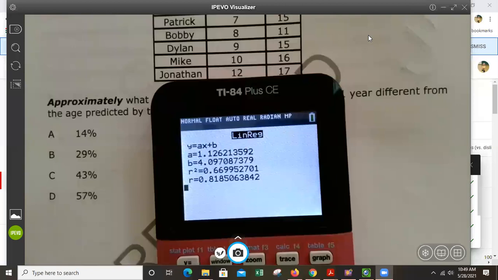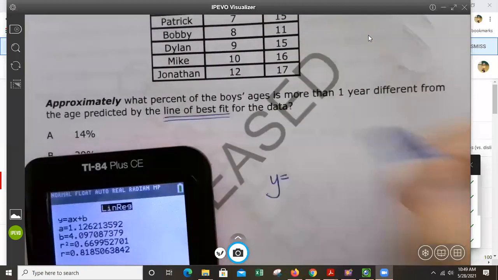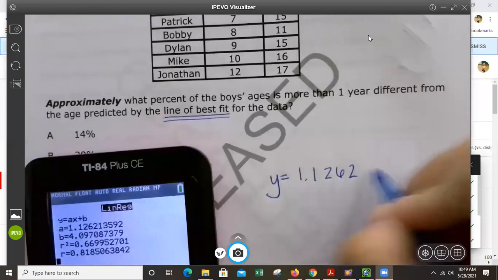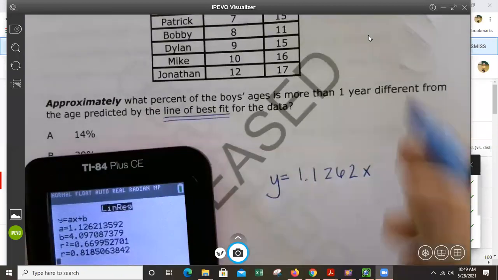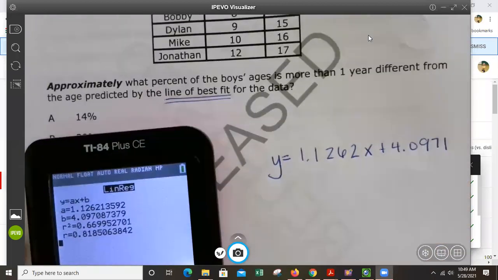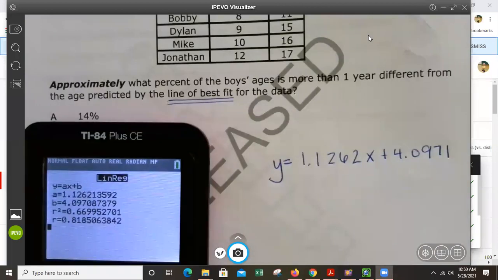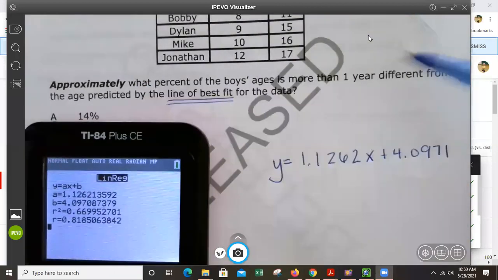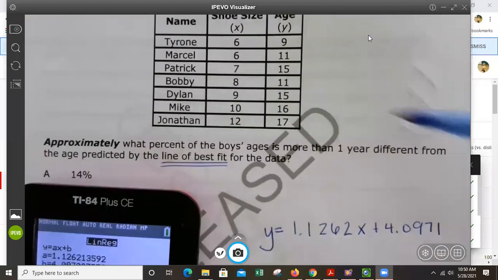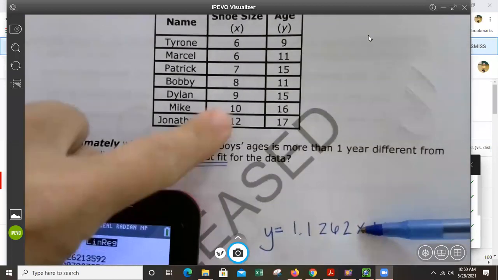Here's your line of fit. It's a really crappy line, but we're going to use it. 1.1262. I'm going to go 4 decimal places because it's a lot of decimals. Plus 4.097, and I'm going to round that to a 1. So it's asking which one is more than 1 year different from the predicted. This is the actual, the line is your predicted. So what you have to do now, this is why I told you it was a long one, you have to put in all your X values and find out what your Y is.